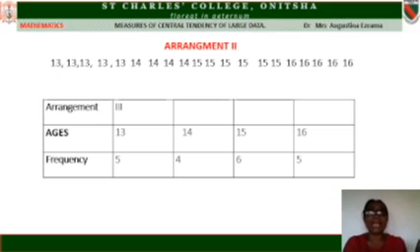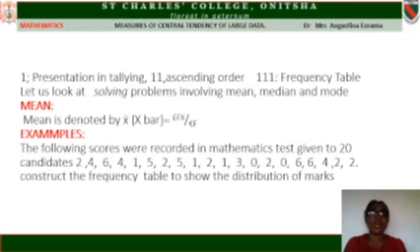Then arrangement 2 is where we have arranged the data in ascending order. All 13s come first, then all 14s, then 15 and 16. Arrangement 3 is the one we arrange in a table. That table is called a frequency table. Presentation 1 is tallying, 2 is ascending order, and 3 is the frequency table.